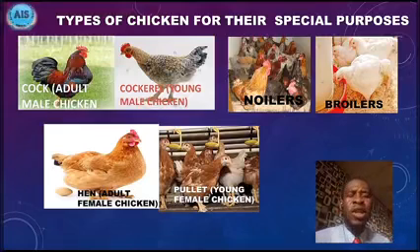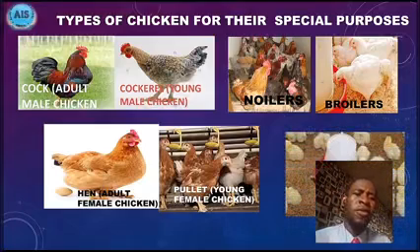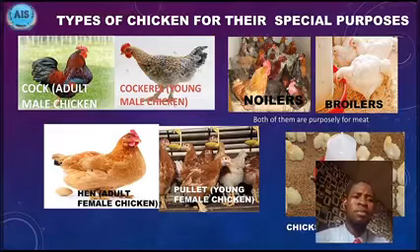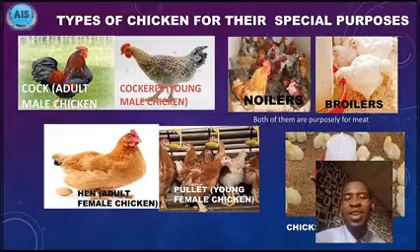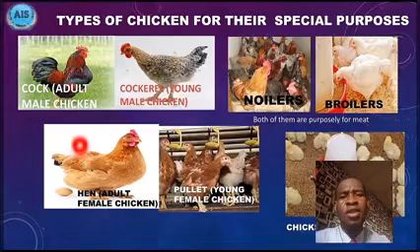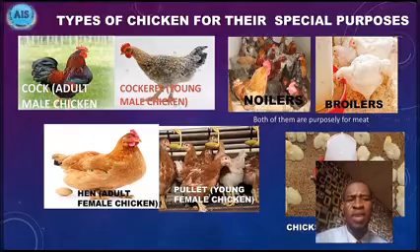So broilers and noilers are purposefully reared for nothing but meat. You rear them for meat production. Like broilers during Ramadan, after the fasting period, when you want to celebrate the fasting season festivity, you slaughter all these broilers, and they are meant for meat production. But the ones that are meant for chicks or hen production are referred to as the cock and the hen. These are the ones that will mate together, produce eggs and hatch them.